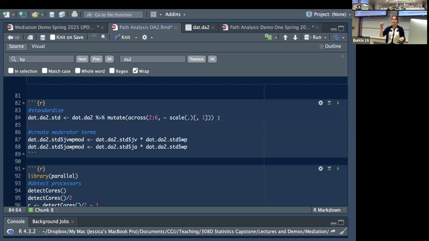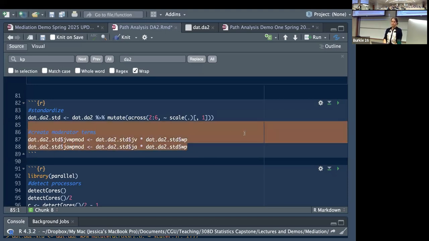Remember how to get a z-score? X minus the mean over standard deviation, right? So see how it accomplishes exactly what centering does, but also puts it in standardized units. You never need to center and standardize. They accomplish the same thing. So we're going to standardize our data, and then we're going to create two moderator terms. The first I'm going to call JVWP, so job variety work passion mod. And the next one I'm going to call JAWP, job autonomy work passion mod.